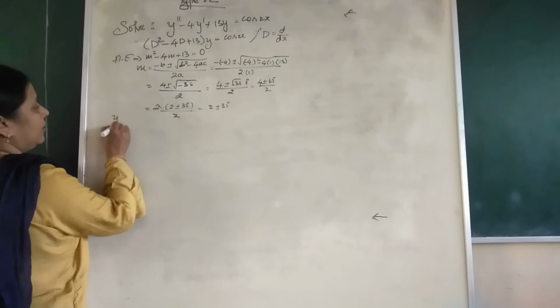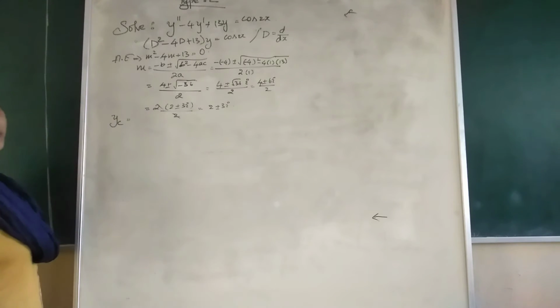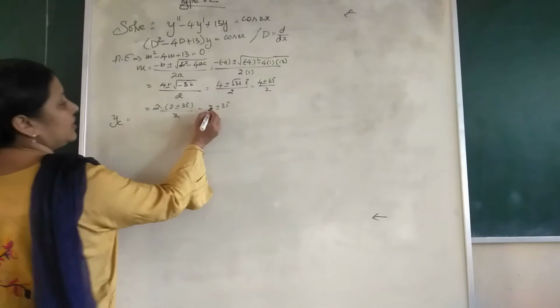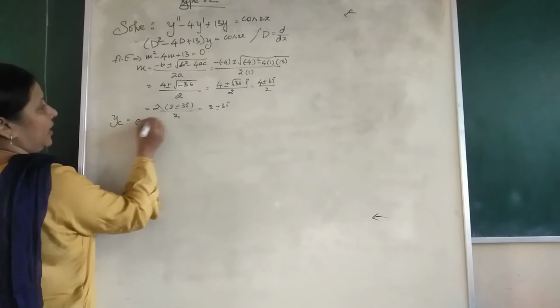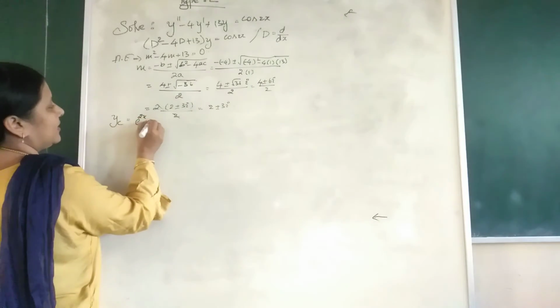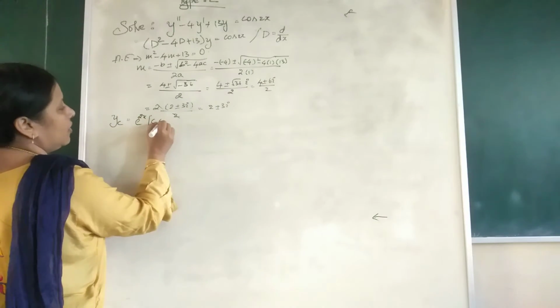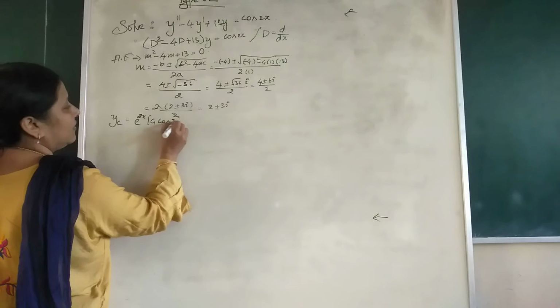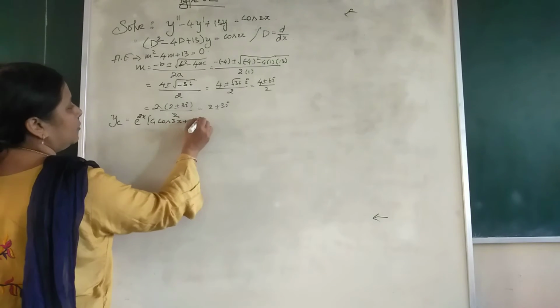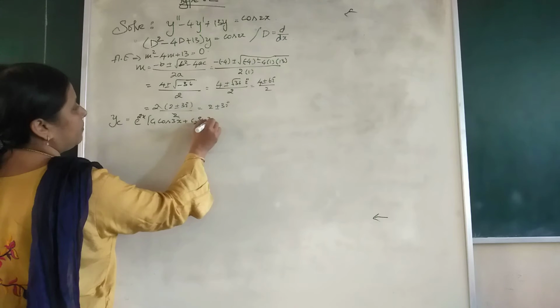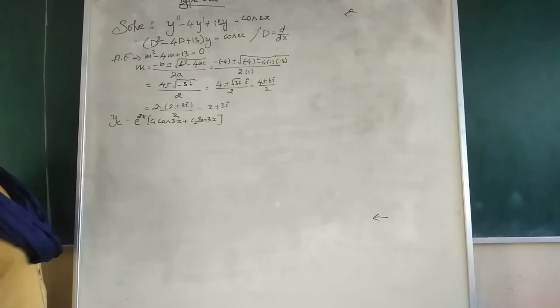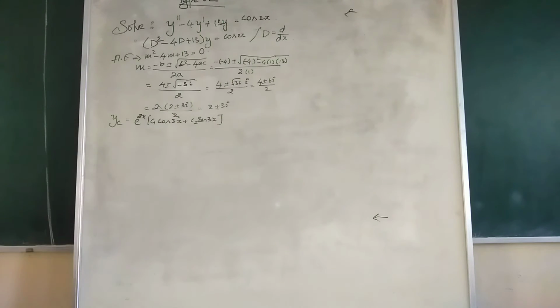Therefore, the first part of the solution, that is the complementary function, is given by yc is equal to, so it's in the form of a plus ib. So e to the power real part, that is 2x, into c1 cos imaginary part 3x plus c2 sin imaginary part 3x. Okay, so this is the first part of your solution.